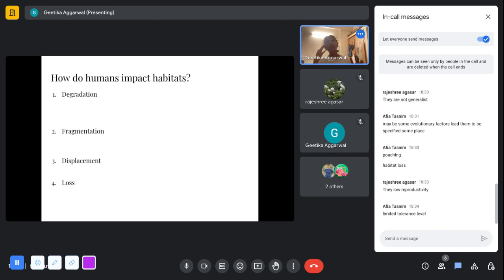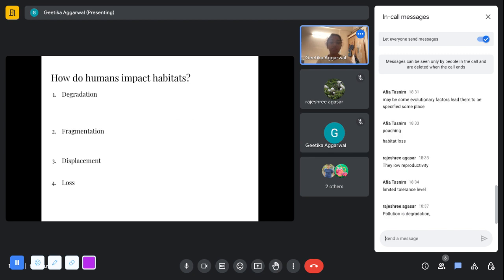These terms are not very different from each other, but they do have certain specific things that are specific to them, and how they're different from each other. So it is important to note these specific differences. Pollution is degradation, yes. So degradation of a habitat can be caused by pollution or contamination of that habitat. You're correct.